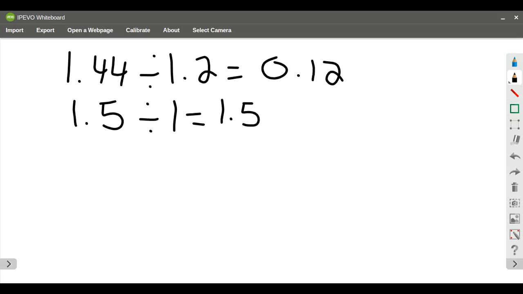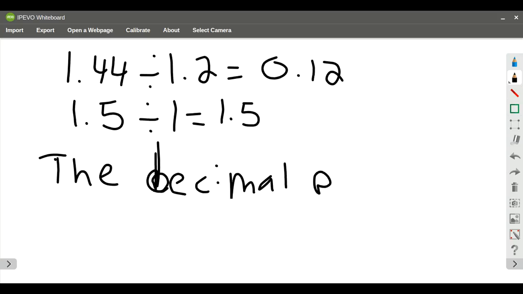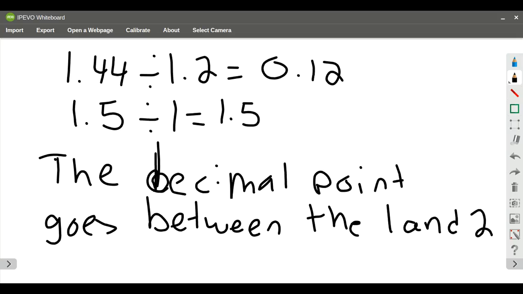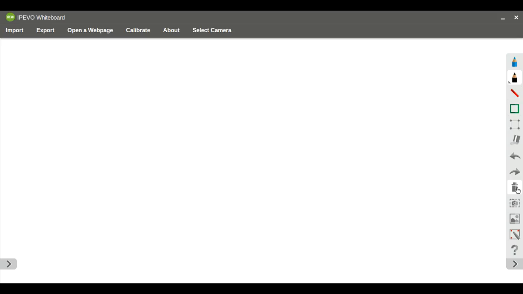So if we got 1.5, the decimal point needs to go between the 1 and the 2. So this is actually going to be 1.2. That is the answer for 1 and 44 hundredths divided by 1 and 2 tenths. Okay, so let's go ahead and give this a try.